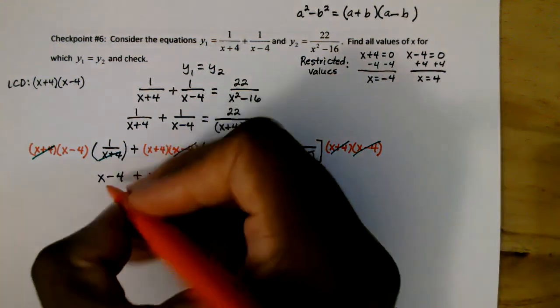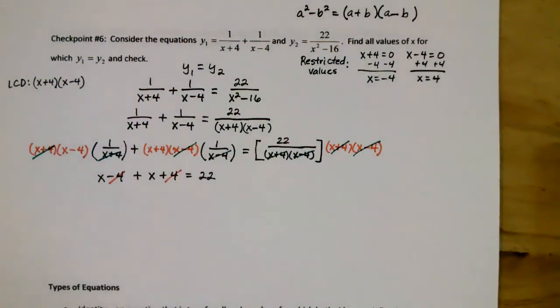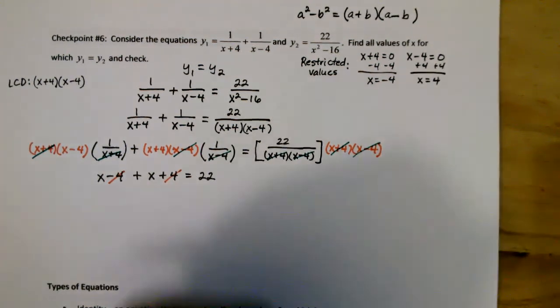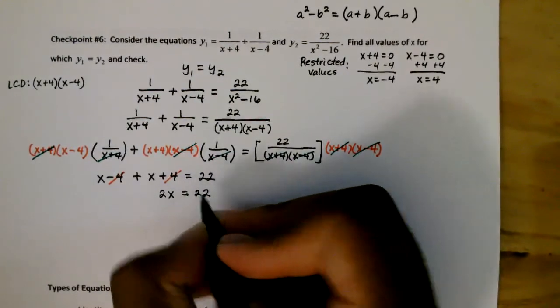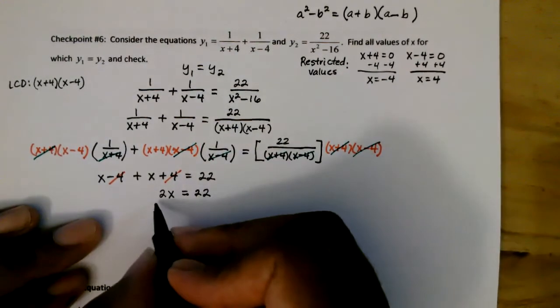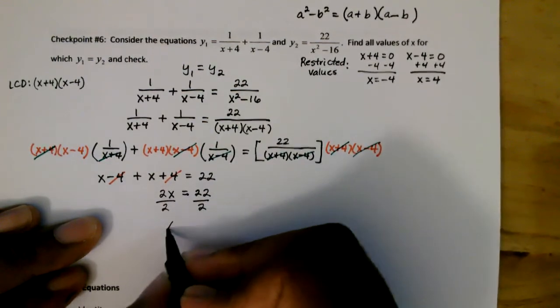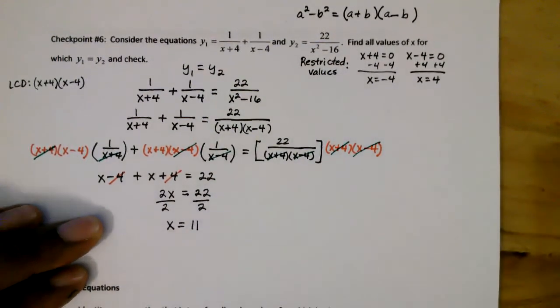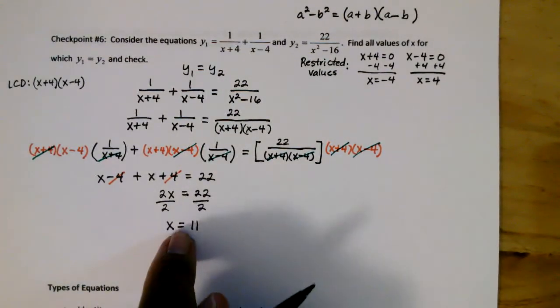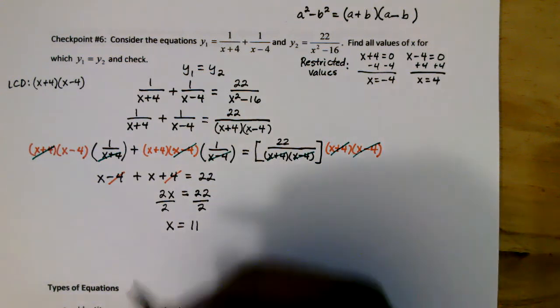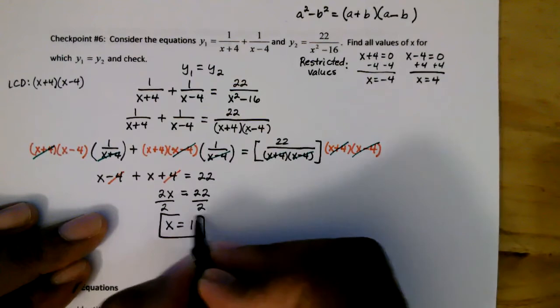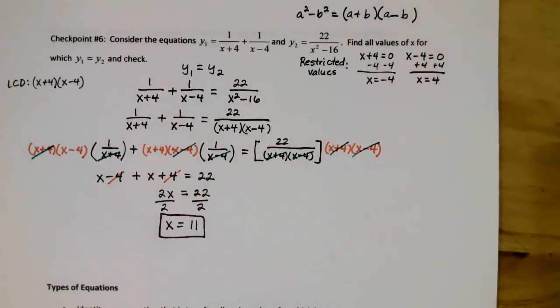Now, combine like terms. Notice the minus 4 and the plus 4 are gone. You got x plus x, or 1x plus 1x, that's 2x, equals 22. Divide both sides by 2. x is equal to 11. Now, is x equal to 11 one of our restricted values? And the answer there is no. So that's how you can do the check right there. So x equals 11 is the solution to that linear equation. Well, rational equation, I should say.